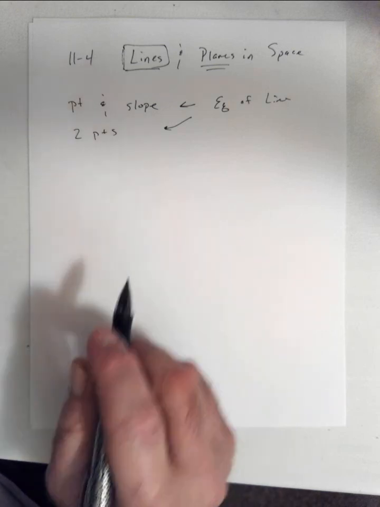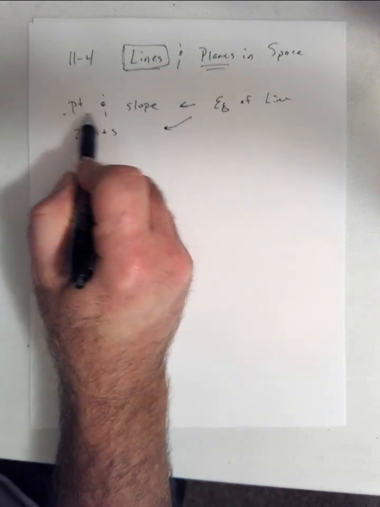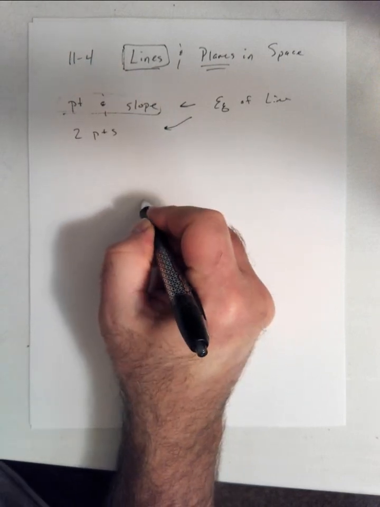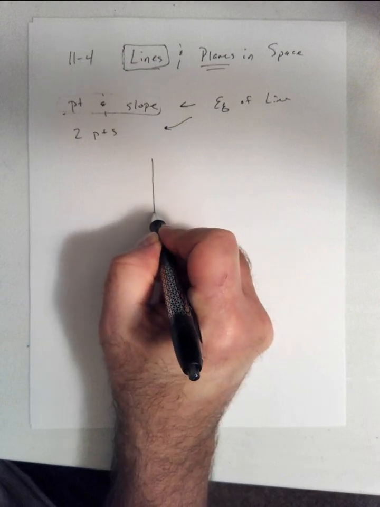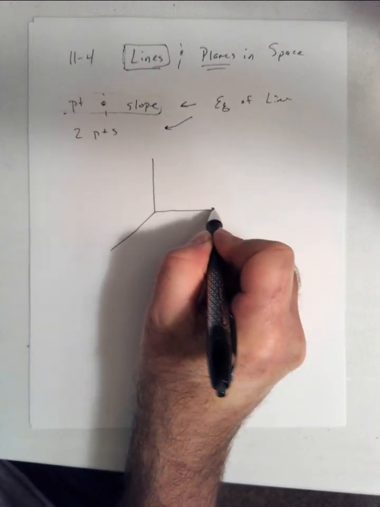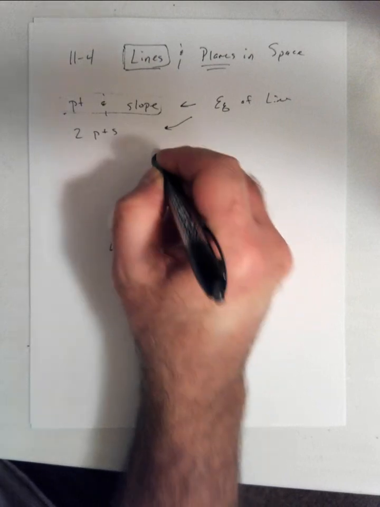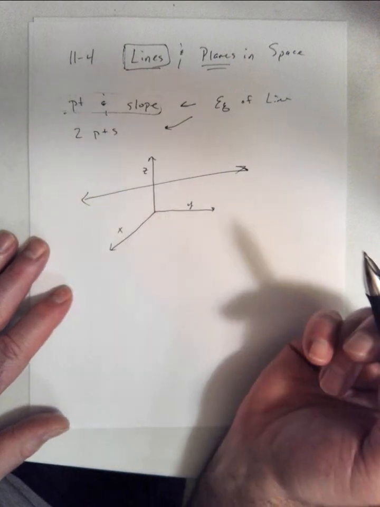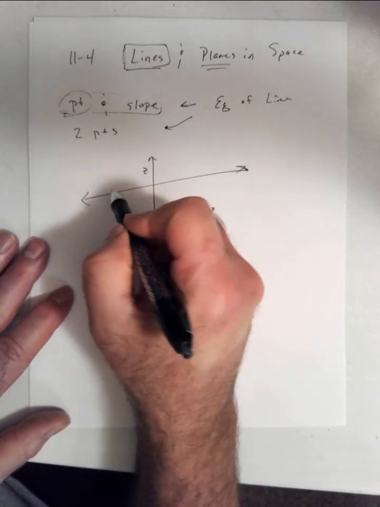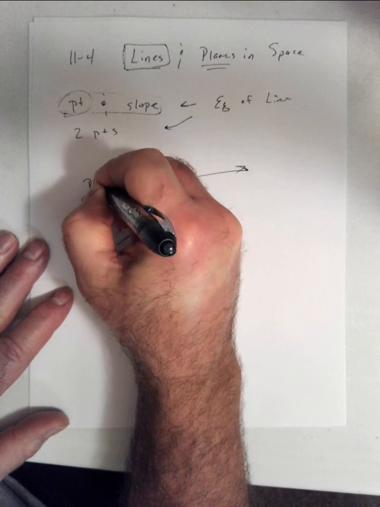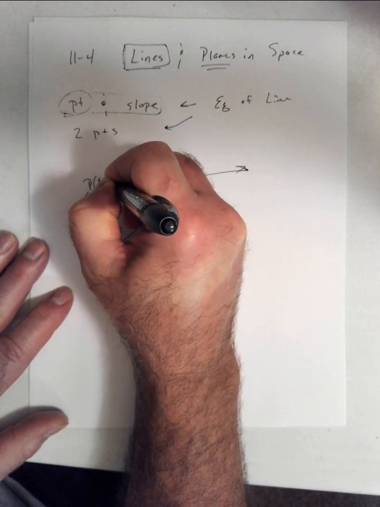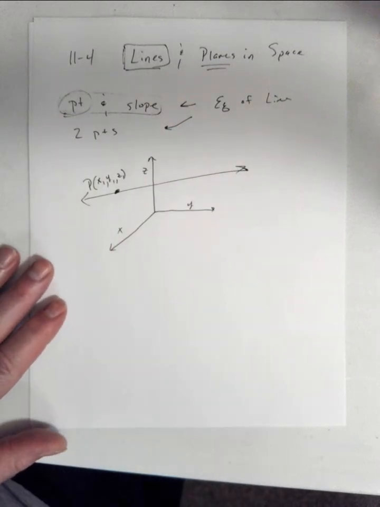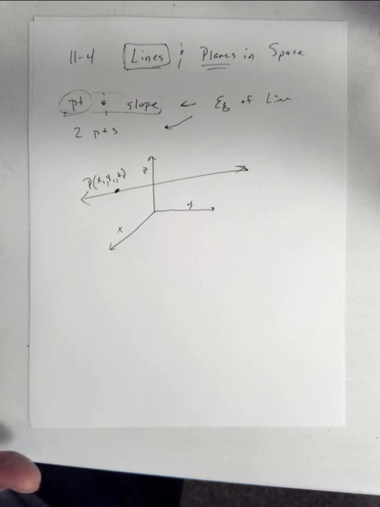So let's say we're going to start with this. Okay, so we got some line in space. So I'm just going to kind of draw in my axes here. So here's x, here's y, and here's z. So we just got some line out here. So again, we have to know a point. So let's call that x1, y1, z1. And again, I'm subscripting the point because we know it. We know what that point is.